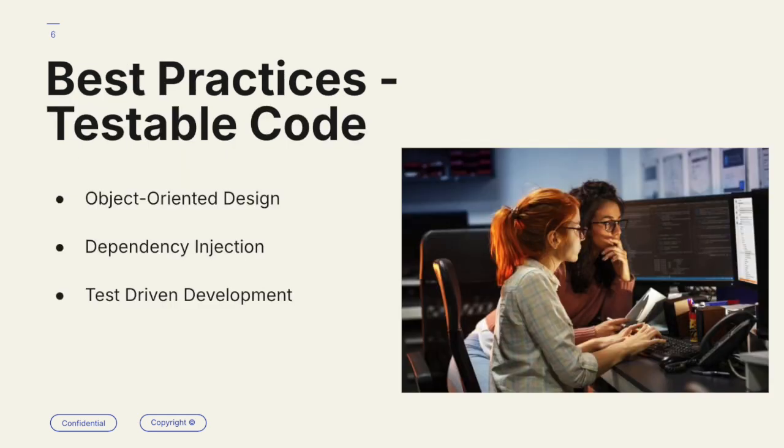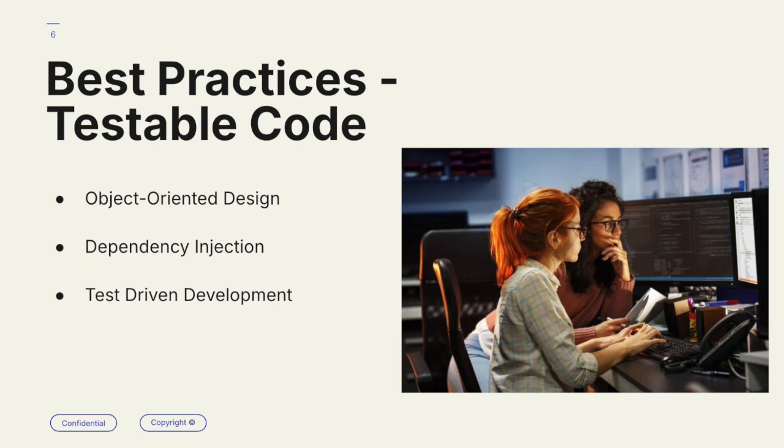Now that we understand the importance of unit tests, let's shift gears and talk about something even more fundamental: writing testable code. Because here's the truth: if your code isn't written with testing in mind, writing effective tests becomes significantly harder, if not impossible. First, follow good object-oriented design principles.